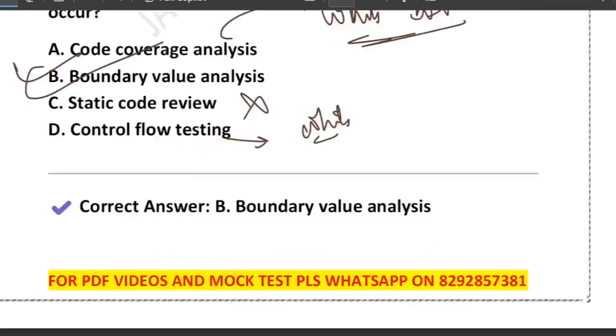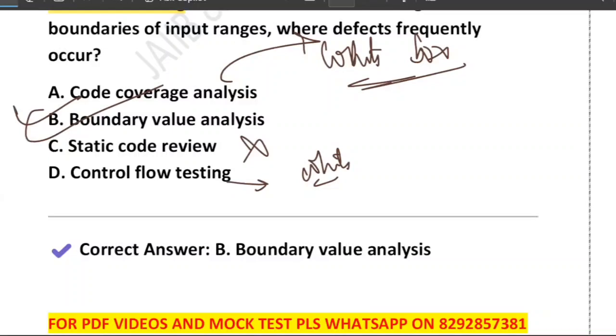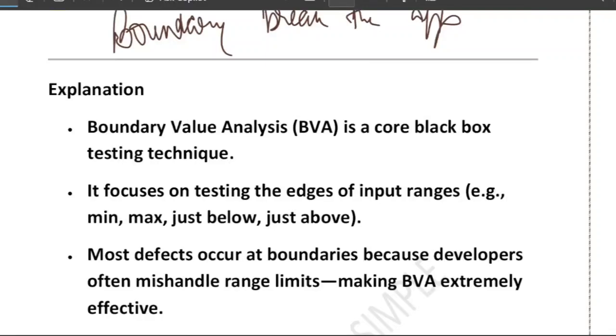So if you look at the other options they have mentioned, just now I told you that black box means no code is seen, focus on the input. It just means you cannot see the code, you just focus on the input. Boundary value analysis tests minimum, maximum and just around them. And most bugs hide at the boundary, we know it very well. So BVA is a super effective technique. Other options are white box or code based, not black box.